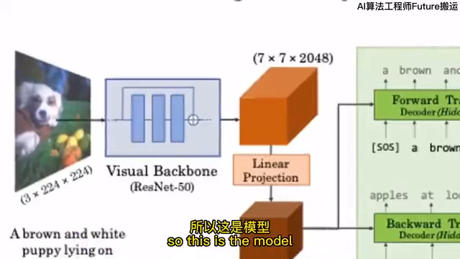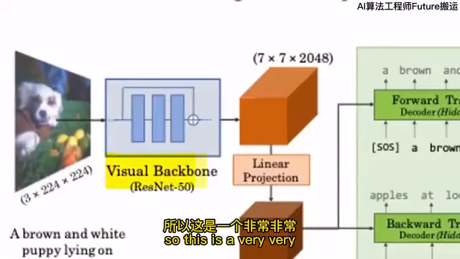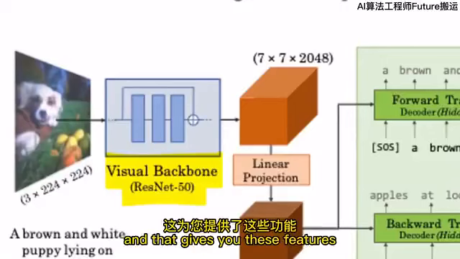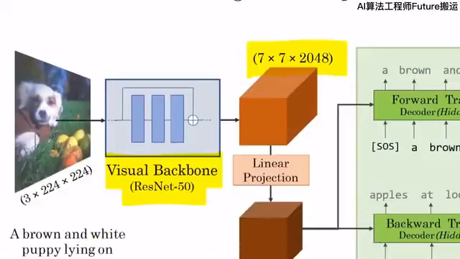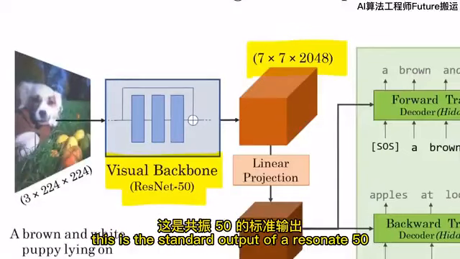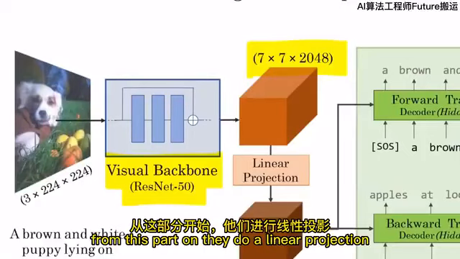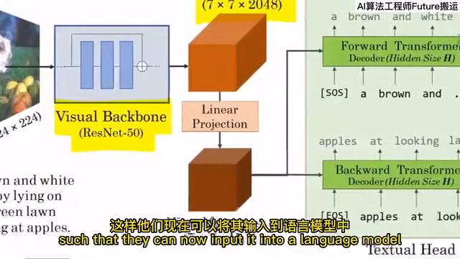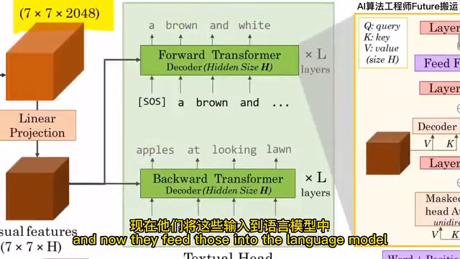So this is the model. There's an image. The image goes into this visual backbone right here, which is a ResNet 50. So this is a very, very standard convolutional neural network. And that gives you these features. So these features are 7 by 7 by 2048. This is the standard output of a ResNet 50. And then from this part on, they do a linear projection such that they can now input it into a language model. Okay, so they have visual features, and now they feed those into the language model.